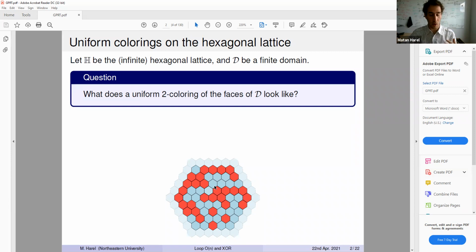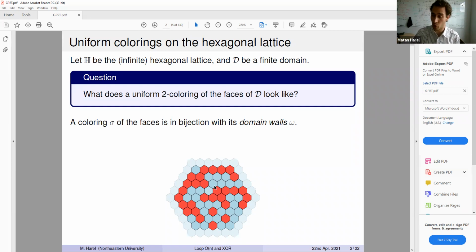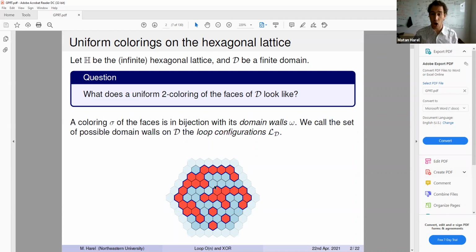If I take this coloring sigma, I can completely determine it by looking at the domain walls, which I'm going to call omega. This is the set of loops in dark blue, where the set of edges in the loops are just the set of edges which separate red from blue faces. We're going to call the set of all possible domain walls on a finite configuration D the set of loop configurations, L of D. Now, you can think of these as domain walls, or as non-intersecting loops, or subgraphs where every vertex has degree 0 or 2.